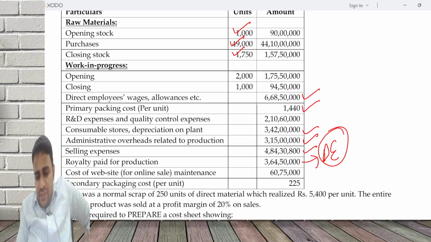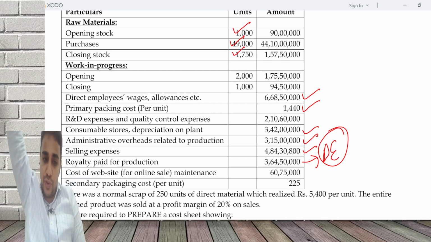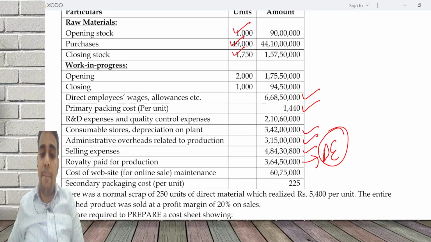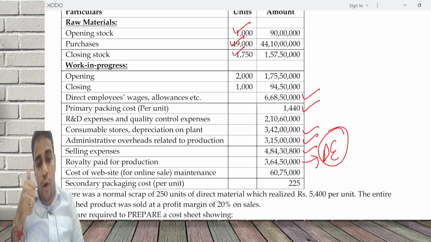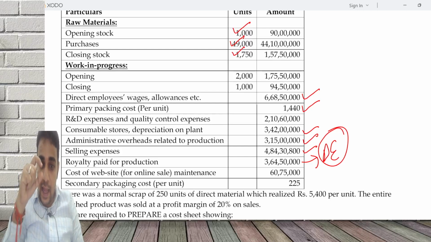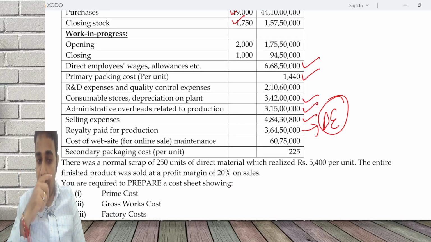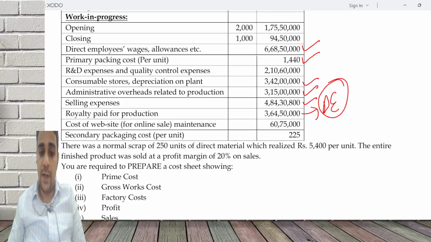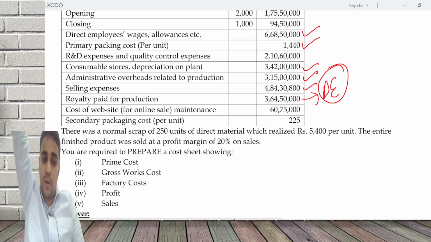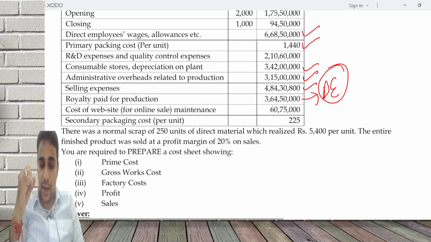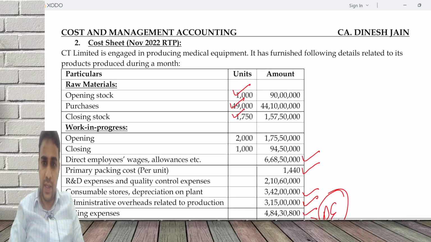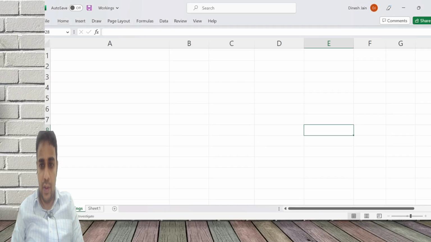Website cost will go to selling and distribution. Secondary packing is also selling and distribution. Normal scrap of 250. There are two types of scrap. Scrap of raw material will be deducted from direct material, and scrap arising out of the manufacturing process is a separate line item after NWC. Finished output was sold at a profit margin of 20% on sales. So your profit is 1 by 5 on sales, 1 by 4 on cost. We are required to prepare a cost sheet which gives us prime cost, GWC, factory cost, NWC, profit and sales. Let's start. A sheet of CT Limited.